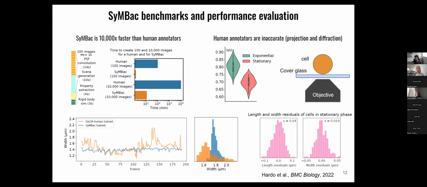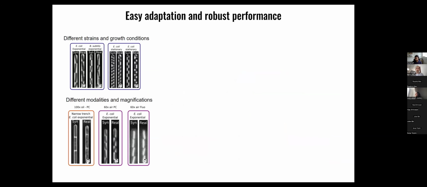And the width roughly, with the precision of 20 nanometers. And so it provides a really accurate way of analyzing the data in an automated manner and in an unbiased manner. And it's quite a versatile platform.